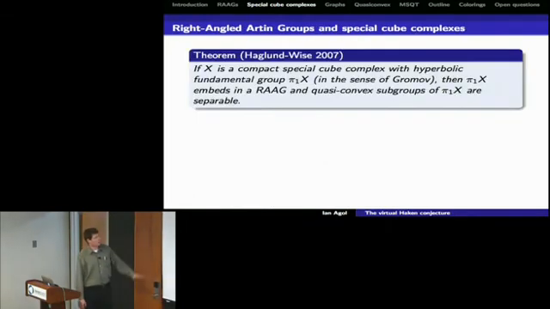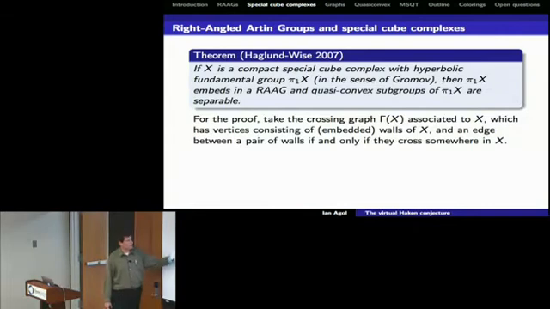Okay, so the theorem of Hagen and Wise is that if you have a compact special cube complex and it has hyperbolic fundamental group, actually that's not necessary to get the first part of this theorem. Well, for a special cube complex, the fundamental group embeds into a right-angled Artin group. And it's given by a locally isometric immersion of the special cube complex to the Salvetti complex of the Artin group associated with the crossing graph. And quasi-convex subgroups of pi1 X are separable. Quasi-convex in the sense of the hyperbolic fundamental group.